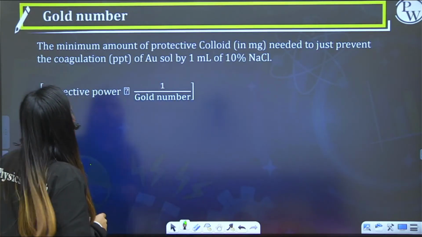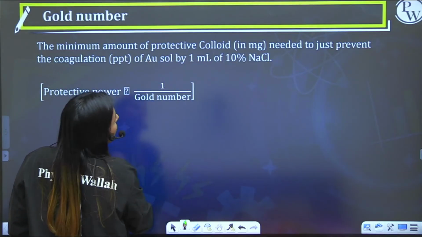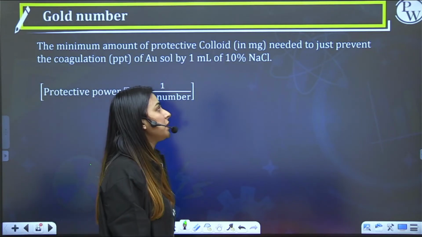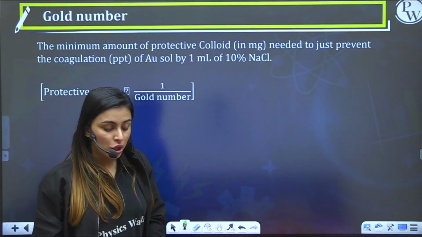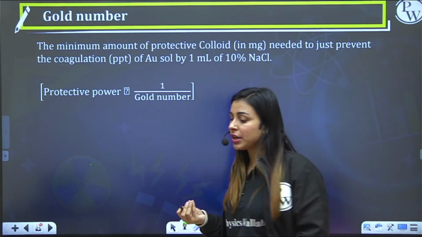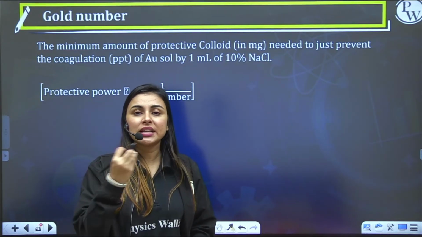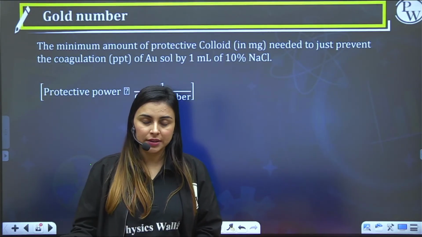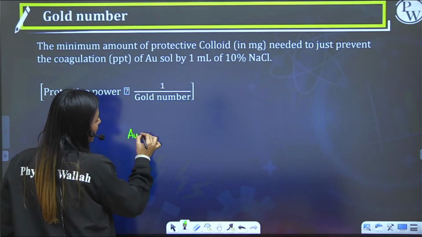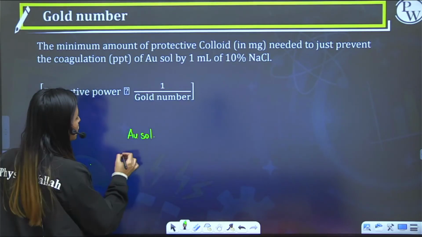How? It is the minimum amount of protective colloid in milligrams needed to just prevent the coagulation of gold sol by 1 milliliter of 10% NaCl. So basically, all your lyophilic colloids which can act as a protective layer are given a gold number. Watching that gold number, you can see which is a more protective layer. How can we see that? Imagine you have a gold sol and you know that it is a metal, that is, it is a negatively charged sol.